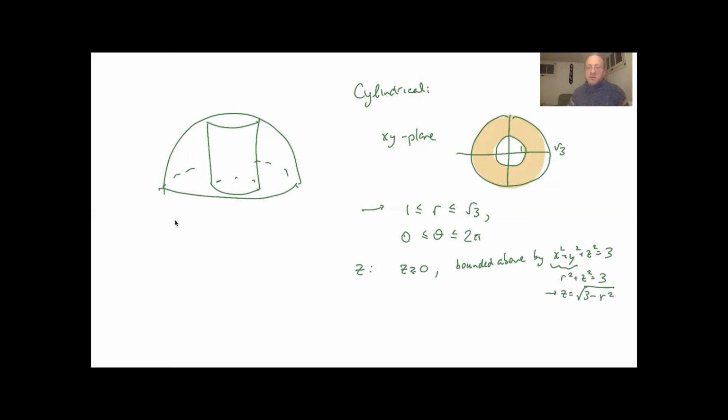It would be plus or minus square root, but we're looking at the top half of the sphere, so we'll take plus square root. And that's the upper bound. We want z to be less or equal to that. So our interval for z is from 0 to square root of 3 minus r squared.